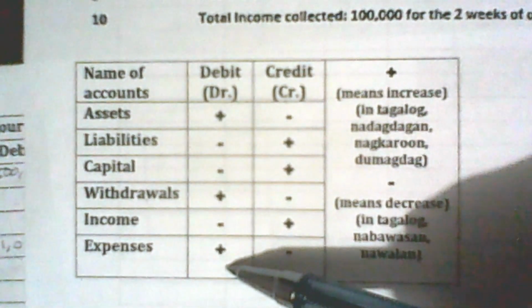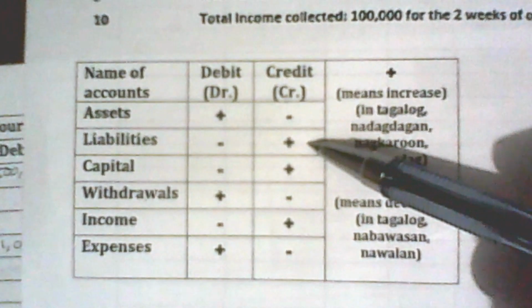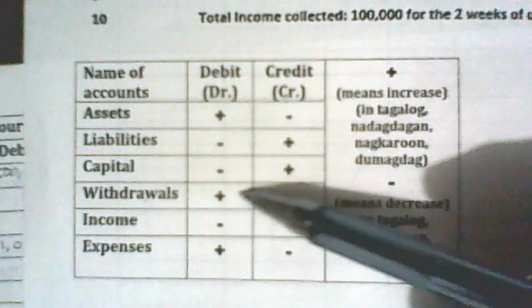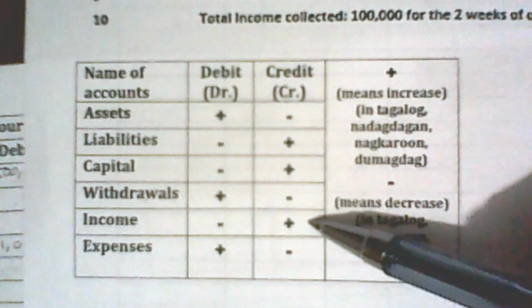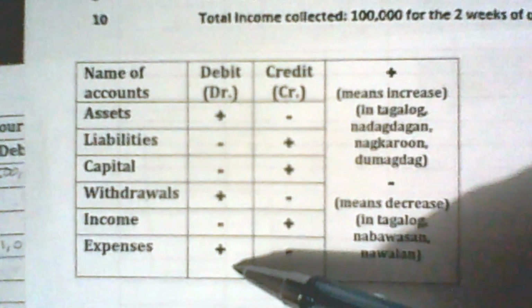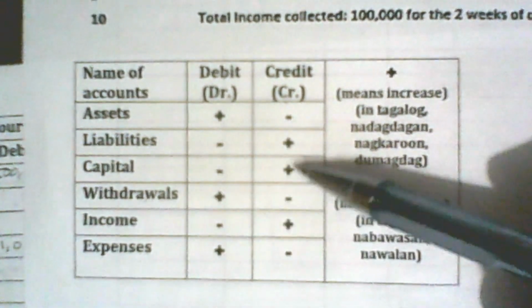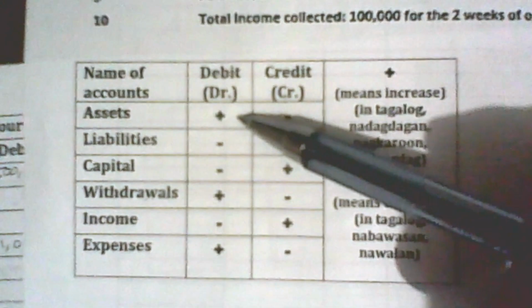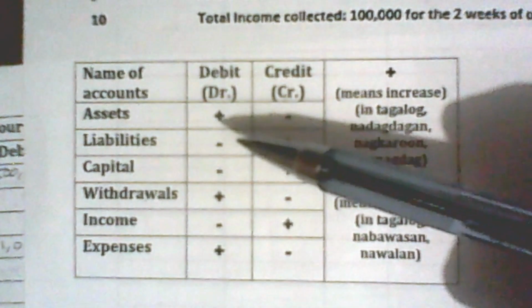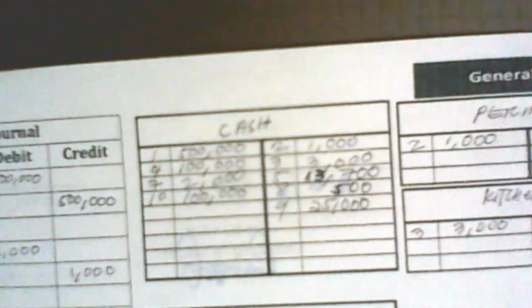Okay? So in asset, debit; liabilities, credit; the capital is in the credit side, withdrawals is debit, income is credit, and expenses is debit. So guys, if this account increases, that is the normal balance of that account. So let's proceed in the general ledger again. We need to compute the total debit and credit.